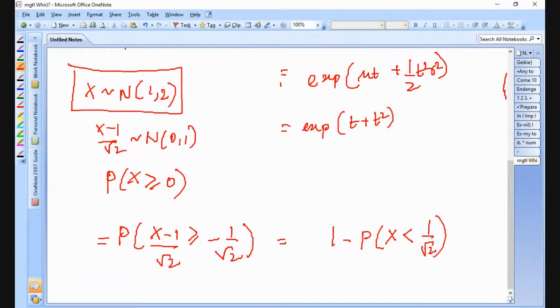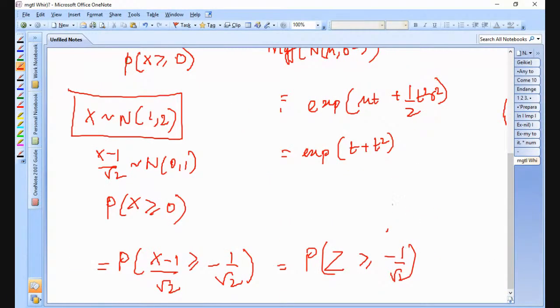Okay, let's not do it like this. Let's do it like, it's equal to probability of Z greater than or equal to minus 1 by root 2. Okay. So what is the probability? Can you tell me, guys? Let's see what are the options. The options are number C.